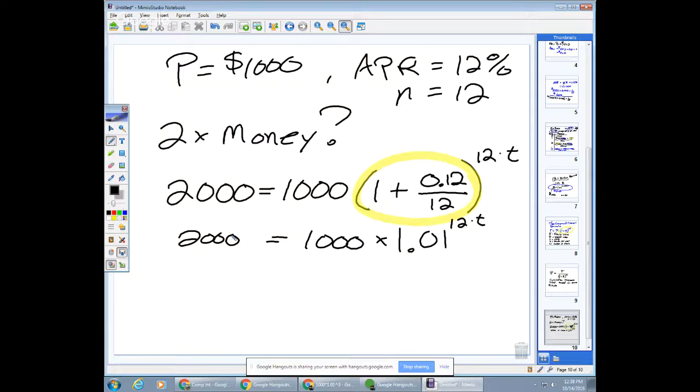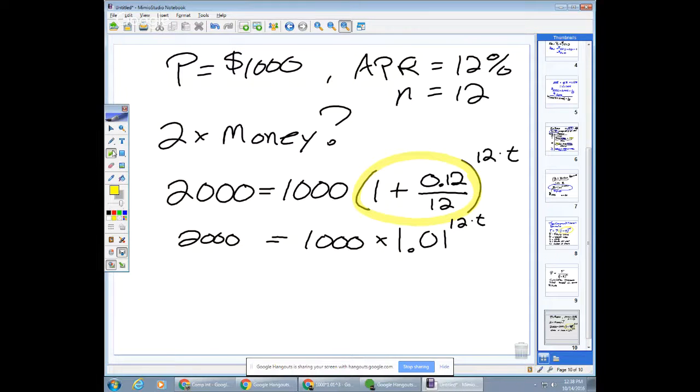And then keep in mind, what am I trying to solve for here? The exponent. Yeah, when am I going to double my money? This exponent, how many years it's going to take. So I'm trying to get the t all by itself. Order of operations: if I knew the t, I would multiply by 12, then use that as the power, then multiply by 1,000. When you're solving an equation, you reverse the order of operations.